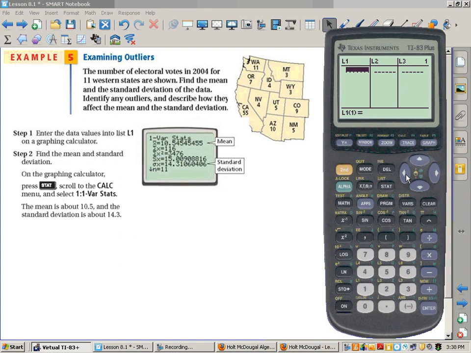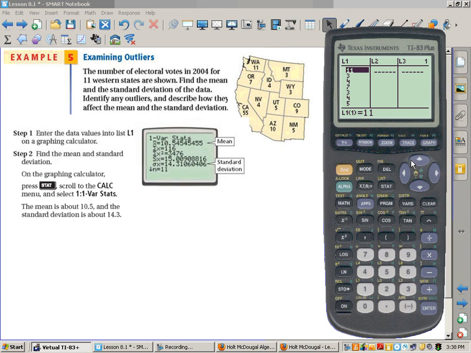Now I go into my data and enter it in: Washington had 11, Montana has 3, Idaho has 4. Keep on entering all of the data into your calculator. Hopefully I don't enter one in wrong. You can watch here to make sure I've entered all my data correctly. I got 5, 10, 11, 55, 9, 5, 4, 3, 7, 4, 3, and 11.